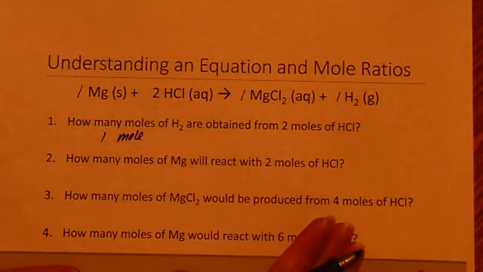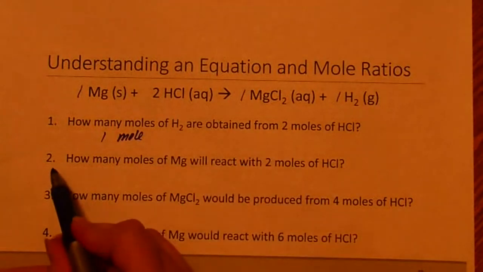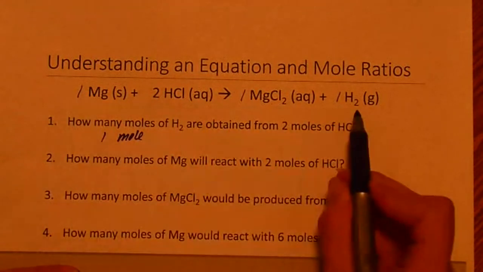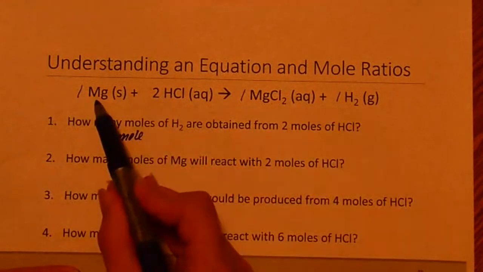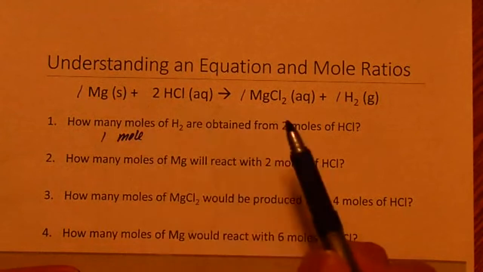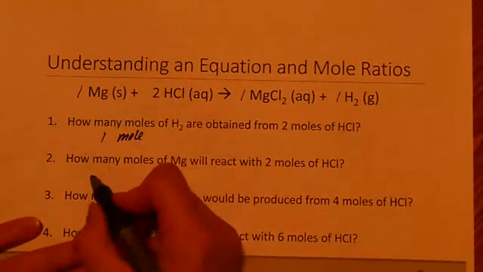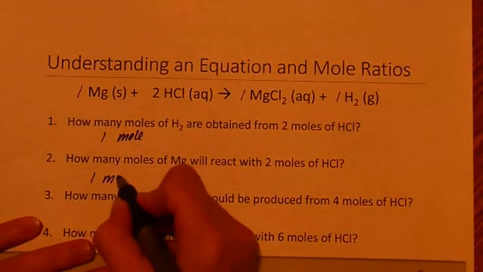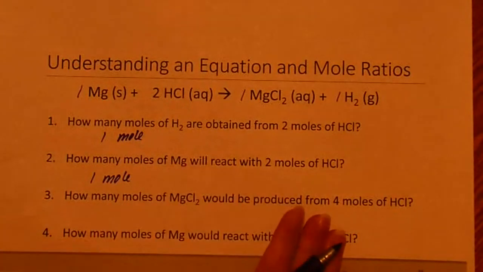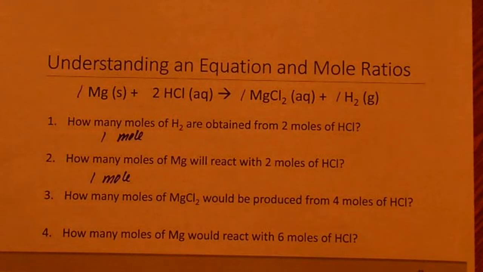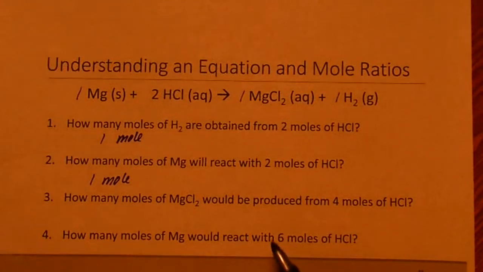Okay. We can also answer question 2 just by reading the equation. We know that 1 mole of magnesium reacts with 2 moles of hydrochloric acid. To answer questions 3 and 4, we have to think a little bit more generally. We have to generalize relationships. We have to establish relationships here.